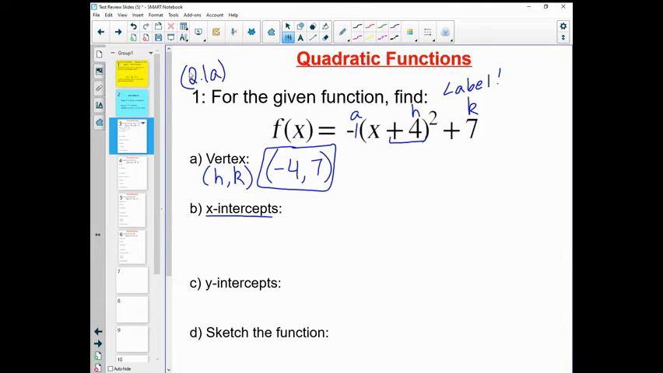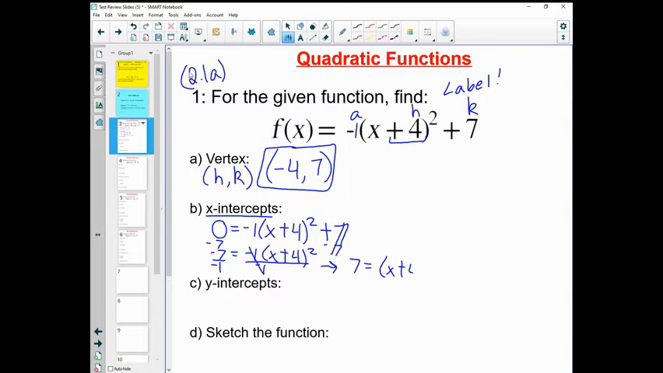How to find the x-intercept is you just take the entire equation and set it equal to 0 to solve for x. Now we're just going to solve for x by subtracting 7 from both sides, and dividing by -1, because I'm trying to get those parentheses by themselves. So we have 7 equals x plus 4 squared. And that's a +7 because we divided by 2 negatives right here.